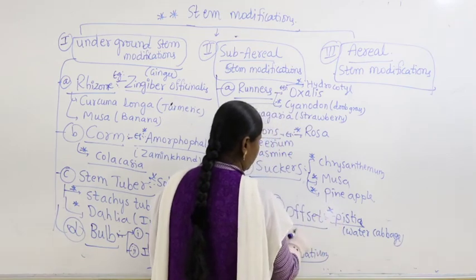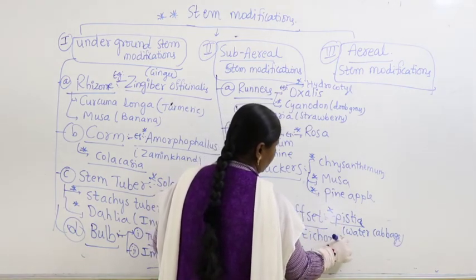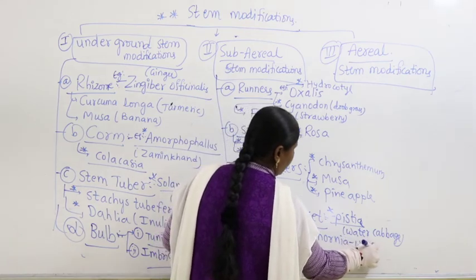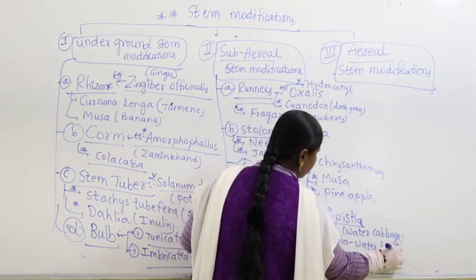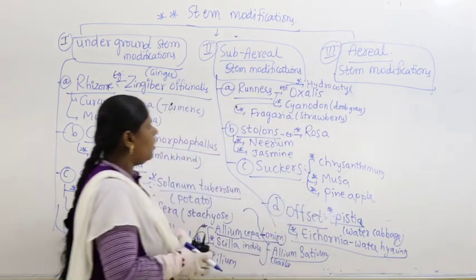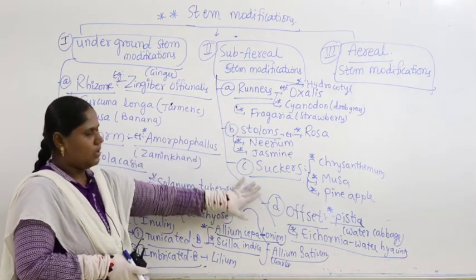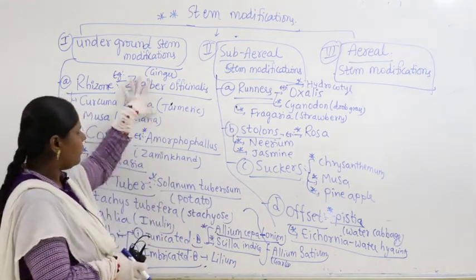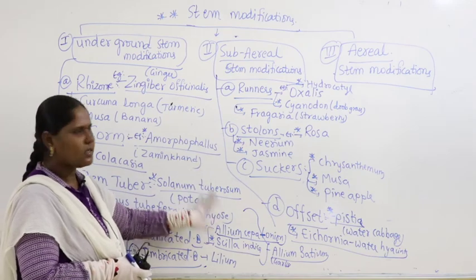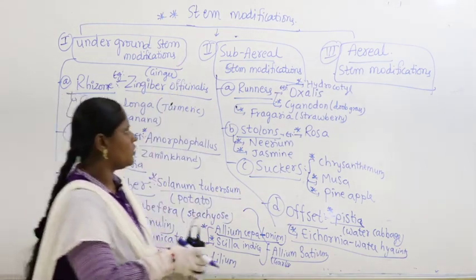Okay, and Eichhornia. It's commonly called water hyacinth. So all four categories: runners, stolons, suckers, offsets, along with the examples. Every day you have learned a few categories in each class. Let us put all together this complete block diagram for stem modifications.